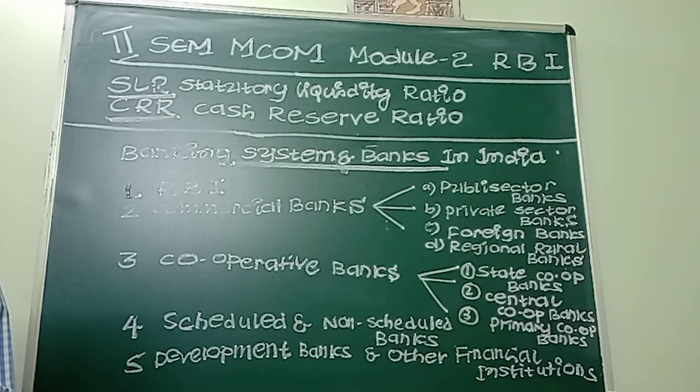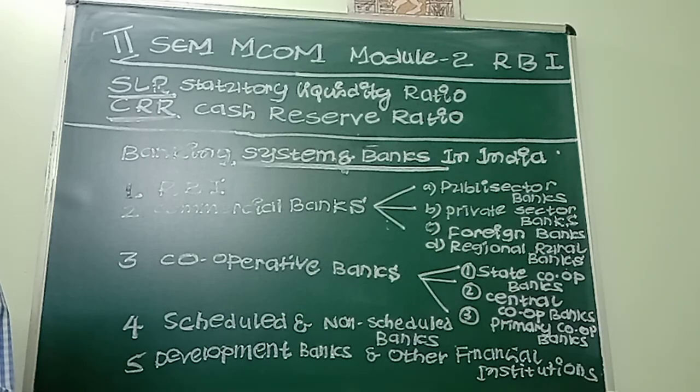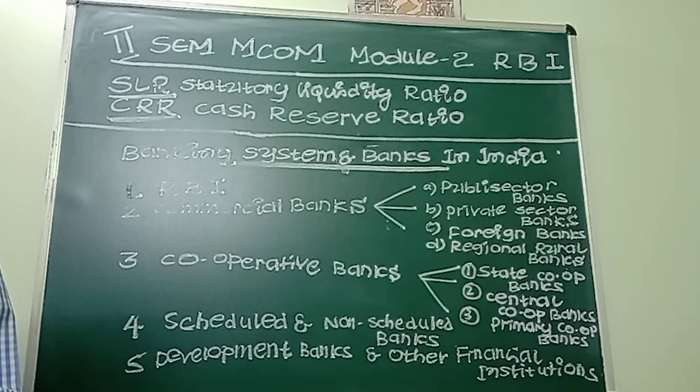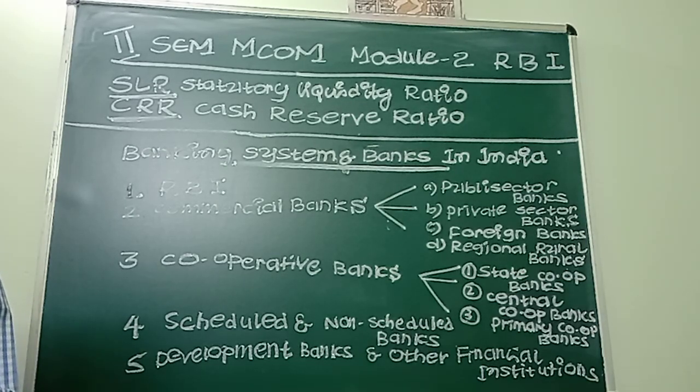The SLR ratio has been in the range of 23 to 25% for the past 10 years. The current SLR ratio is 22.5%, which means that for every 100 rupees deposited in a bank, it has to invest 22 rupees 50 paise in any of the asset classes approved by RBI. Banks usually keep more than the required SLR, and at present the actual SLR stands at 29%.